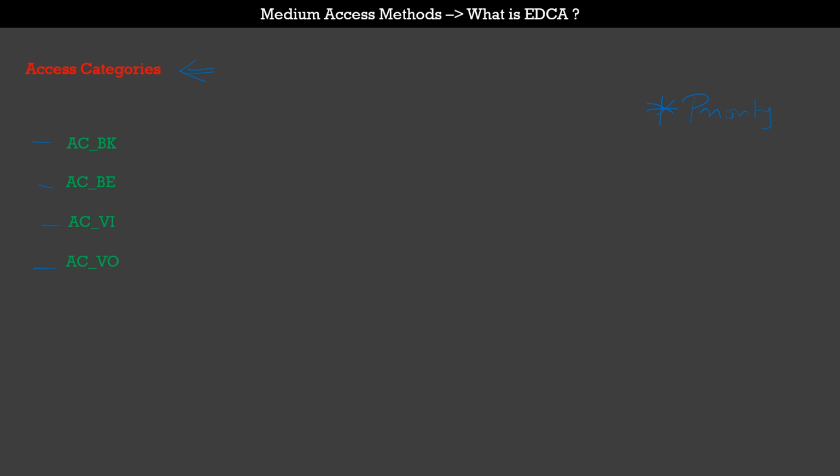Apart from that, there are a couple of variables which are introduced by EDCA. When I say variables, these are values which can differ based on the type of frame that is going to be transmitted. The first concept which varies with EDCA is the values for CW min and max.